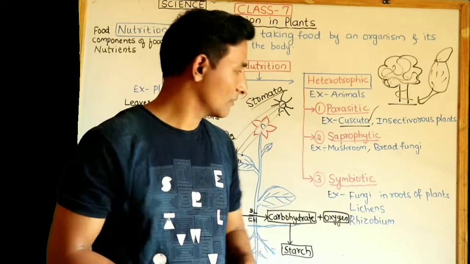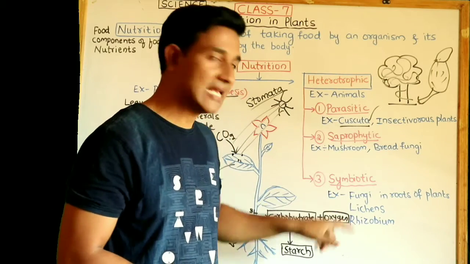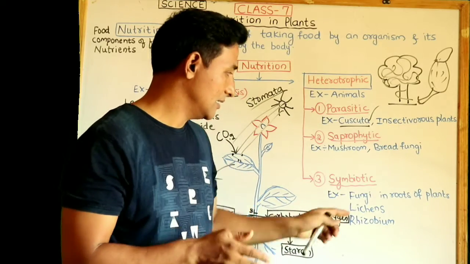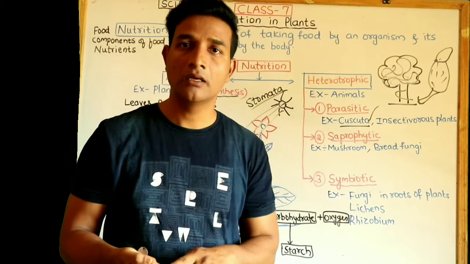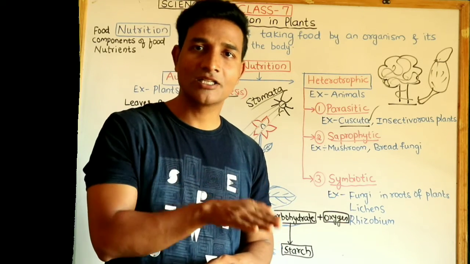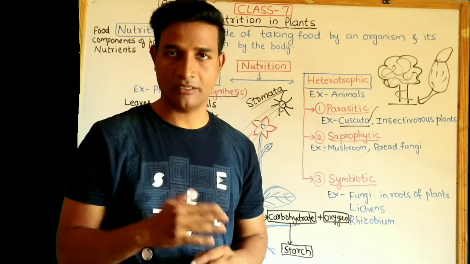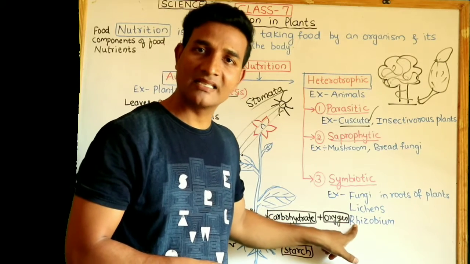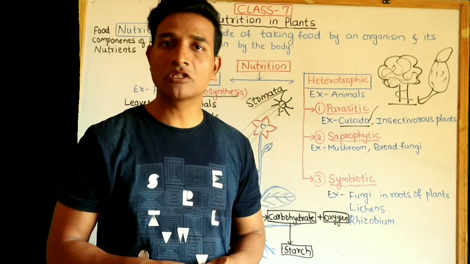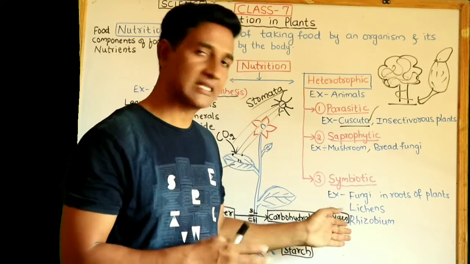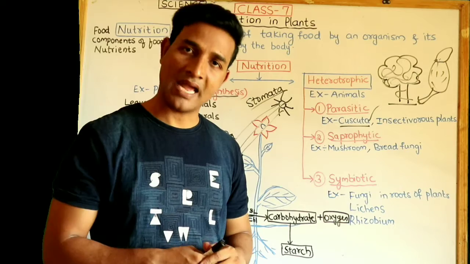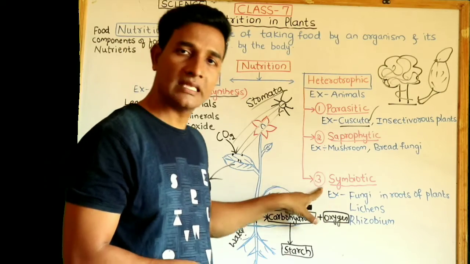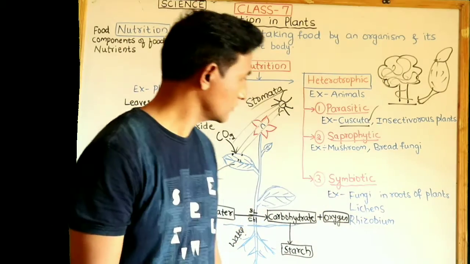Lichens are another example of a symbiotic relationship. In lichens, algae and fungi live together, and algae supply food for the fungi. Fungi in turn supply water and minerals. Another example is Rhizobium. Rhizobium bacteria live in the root nodules of leguminous plants and supply nitrogen to the plants. The plant supplies food for the Rhizobium bacteria. Like this, a symbiotic relationship takes place.